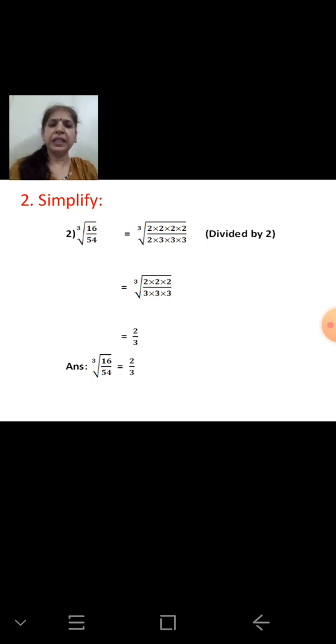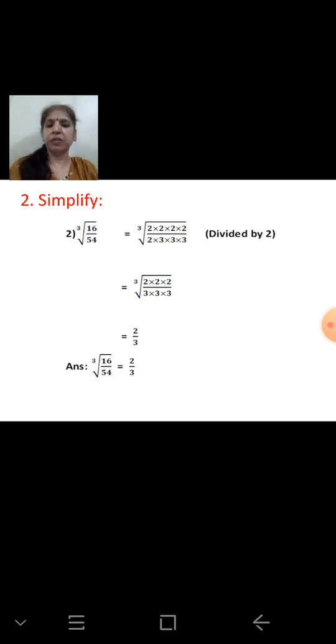And after that, if you see properly, we have to find the cube root. Each number should appear thrice. But here we are having 2 four times. And the next number 3 appears thrice, but 2 does not. It means 2 is a common factor in numerator and denominator. So divide by 2. Once you divide by 2, cut that 2. Then what is remaining is 2 into 2 into 2 in the numerator, and in the denominator 3 into 3 into 3.